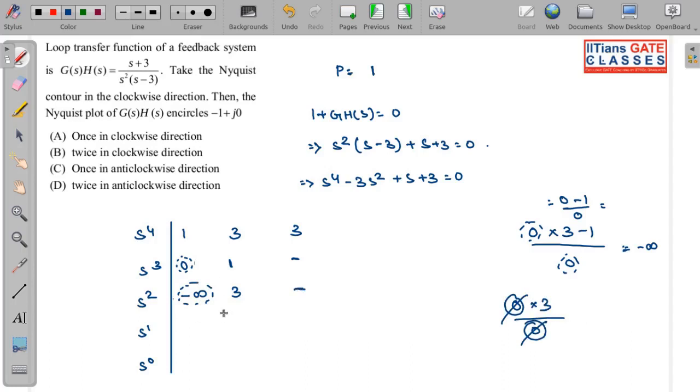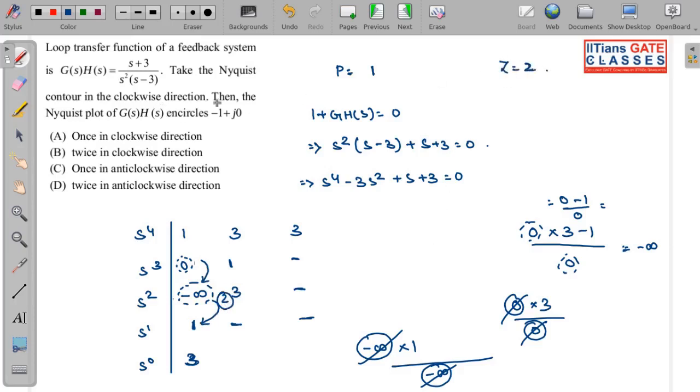Now look at the next row. So special infinity into 1 minus special 0 into 3 divided by special infinity. So this 0 into 3 will be 0. And the special infinity and special infinity cancel with each other. So this becomes 1 and the remaining terms are all 0. Now you can see this will be 3, meaning 1 into 3, 0 into infinity will be 0. So you will be getting 3. So this is how you actually solve this. So over here you can see the number of sign changes comes out to be 2. So that means Z is equal to 2.